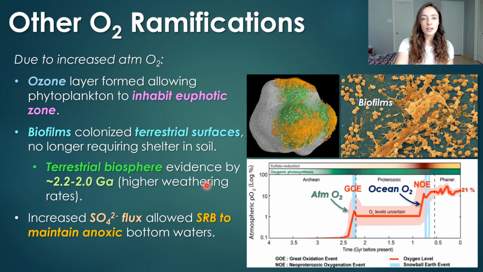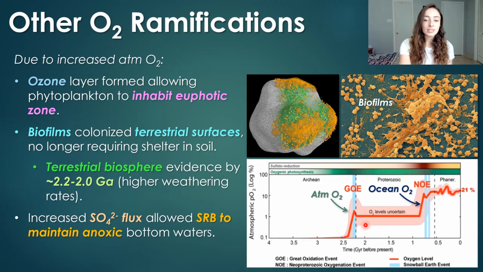And then, like I have already mentioned, the increased sulfate flux allowed SRB, or sulfate-reducing bacteria, to continue to dominate bottom waters of the ocean, and that allowed them to maintain anoxic or euxinic, sulfidic and anoxic, bottom waters of the ocean for a long time before the NOE, or Neoproterozoic oxidation event.